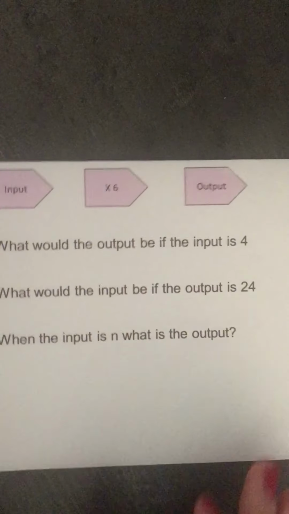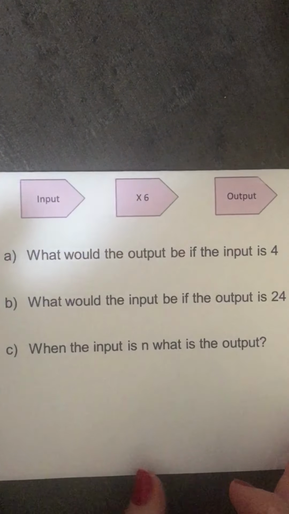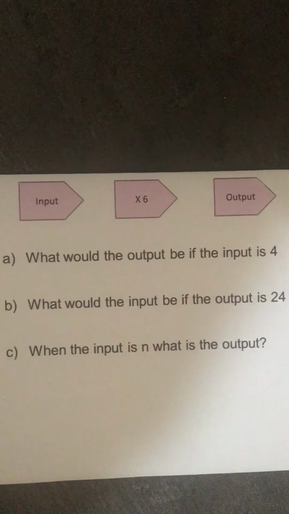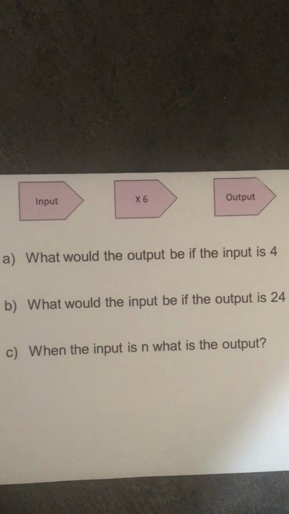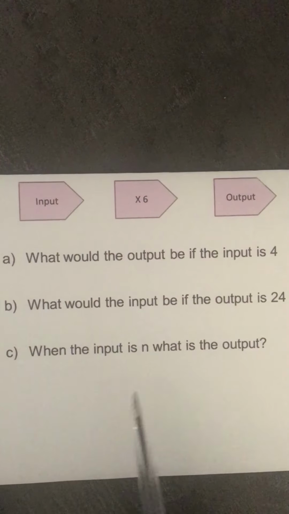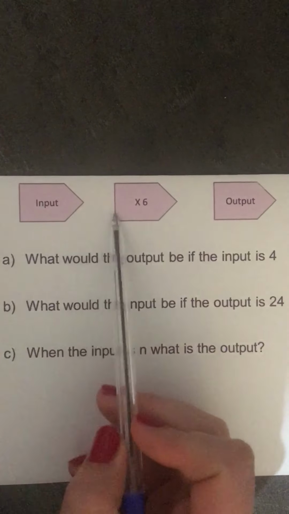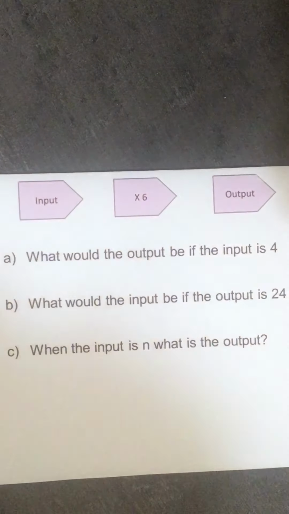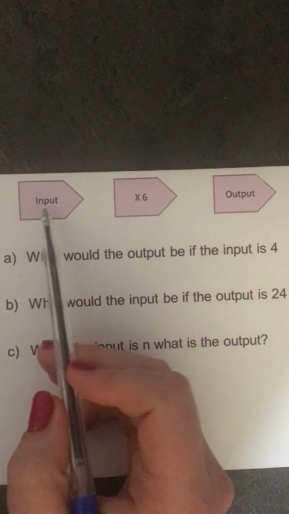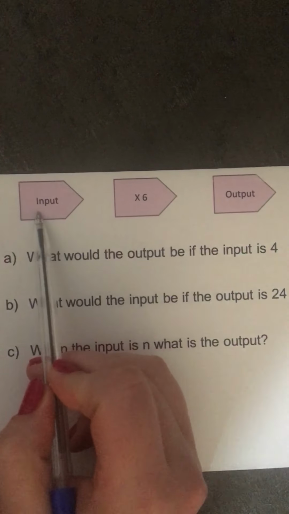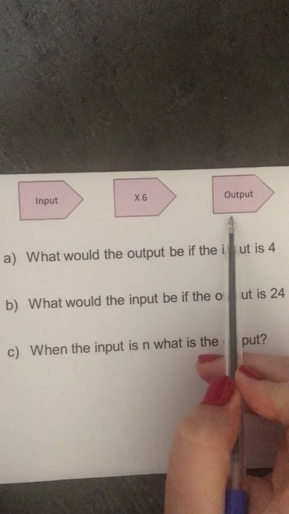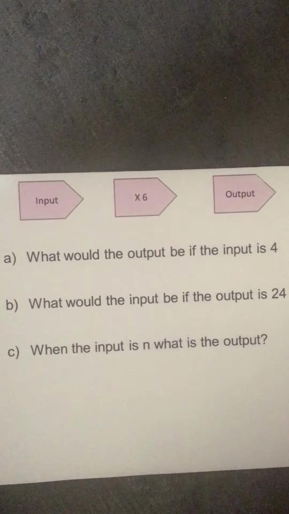So first things first, a couple of keywords. The first thing is a function machine. What is a function machine? A function machine is when you have got something, you put a number in, something happens to it and another number comes out. We have also got input. Input is what we're going to use for the number that goes in. Output is the word we use for the number that comes out.